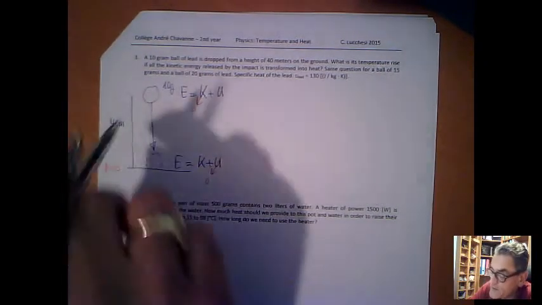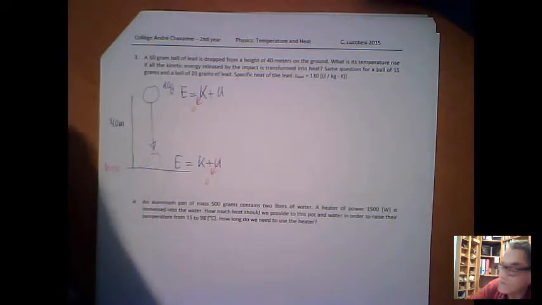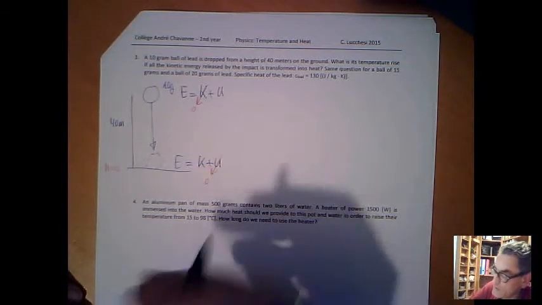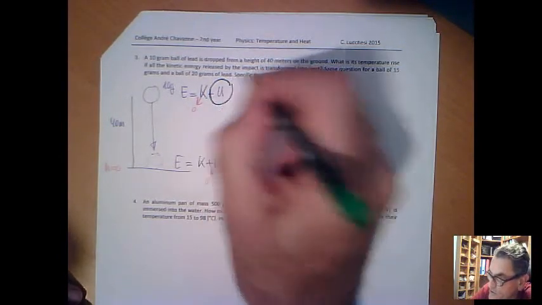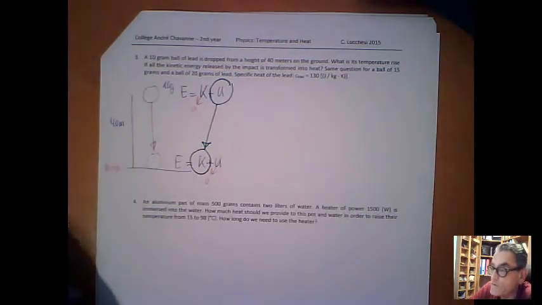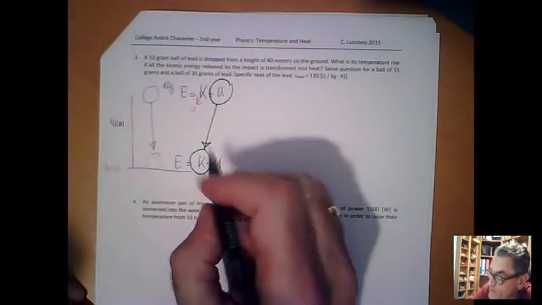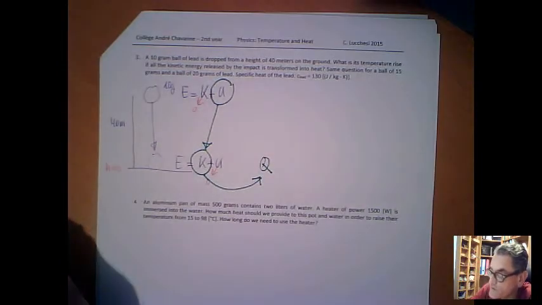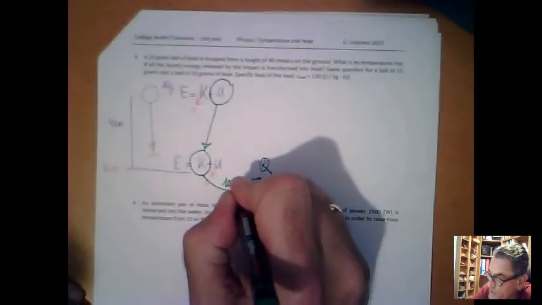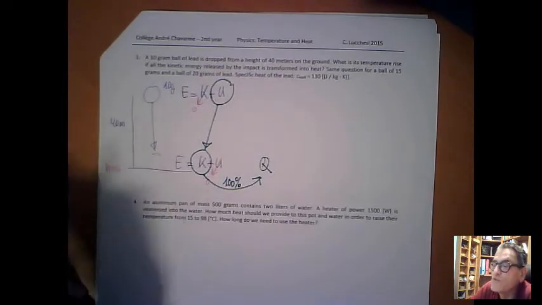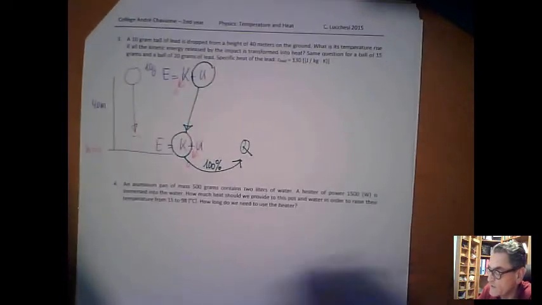Okay, and so now let me take another color to make it flashy for you. And now this potential energy here is going to transform into kinetic energy during the fall, and then during the shock with the ground, this kinetic energy is going to be transformed into heat. Okay, and this transformation, we assume it has an efficiency of 100%, which is not true, of course, but we assume it has a conversion factor of 100%.